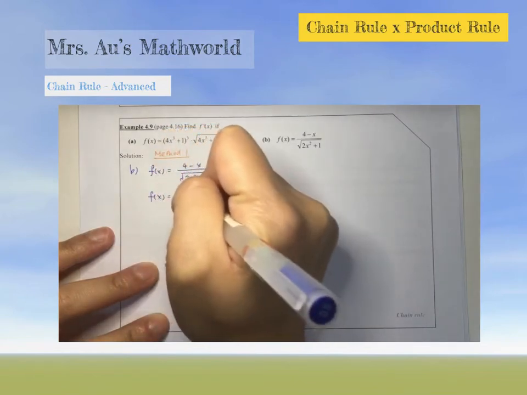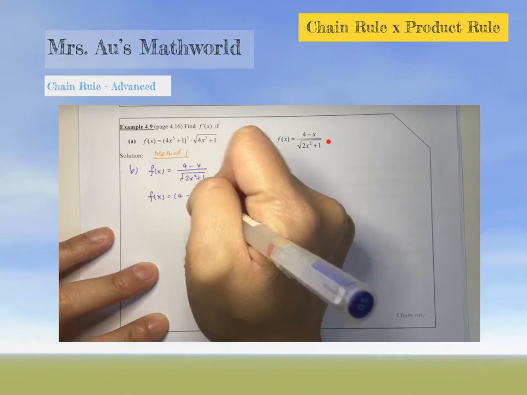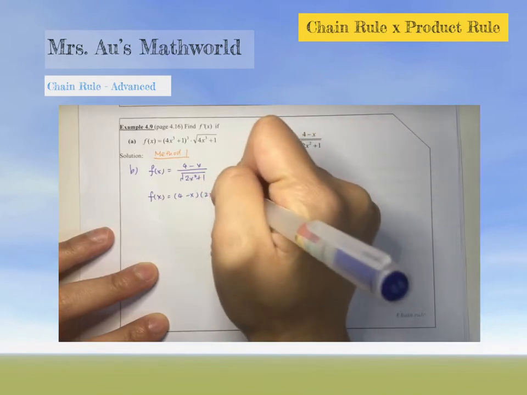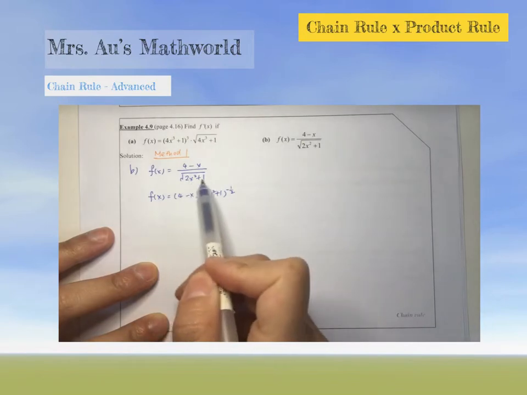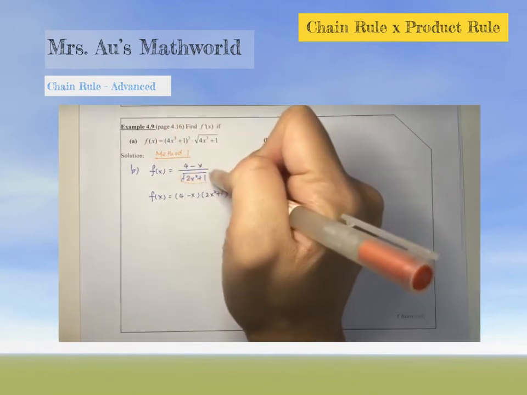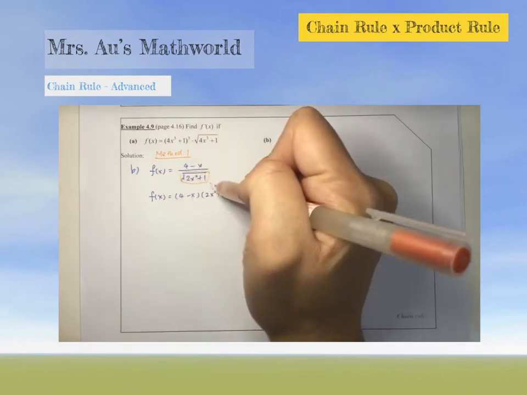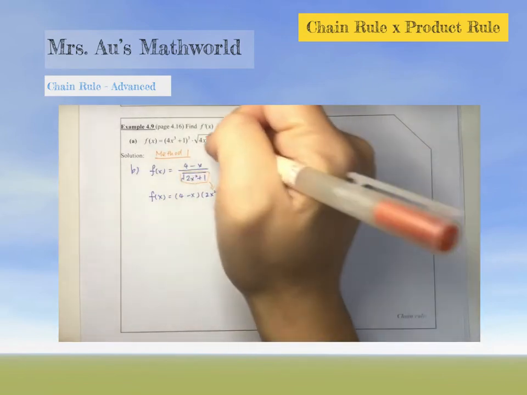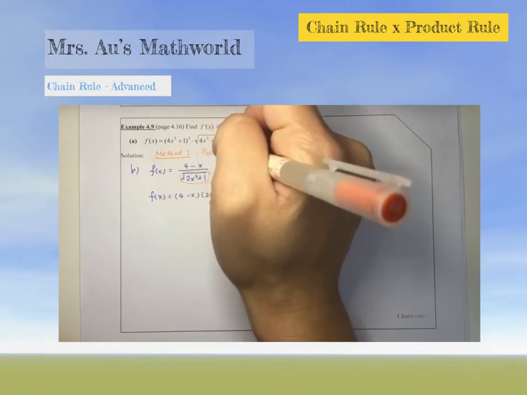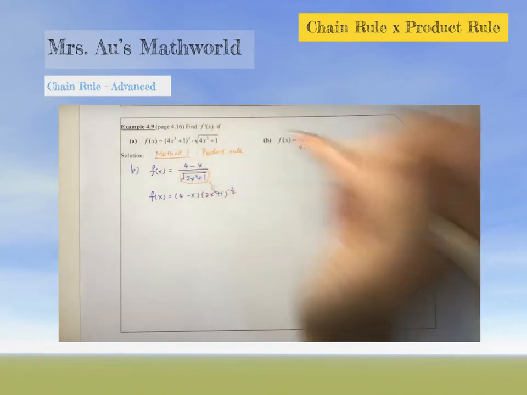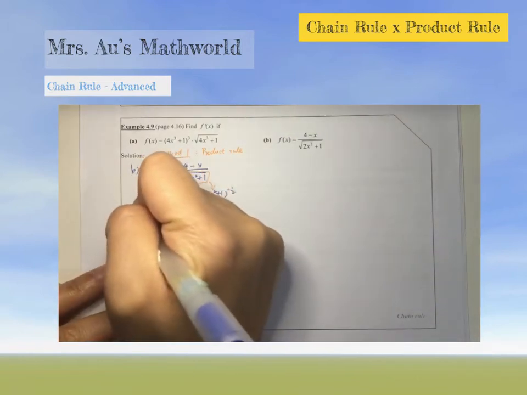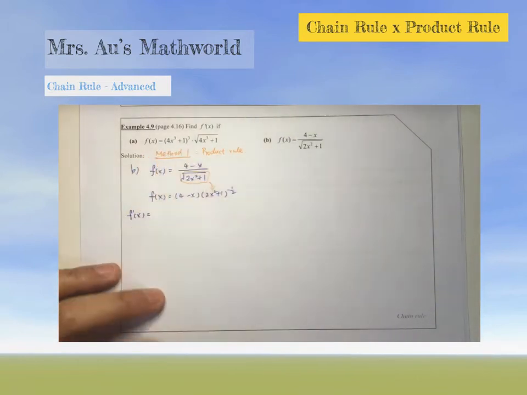So step 1. Change the index of 2x squared plus 1. So you get this guy to the power negative 1 over 2. So it makes the format of product rule. We got the product of two factors. Then we start to differentiate as usual.